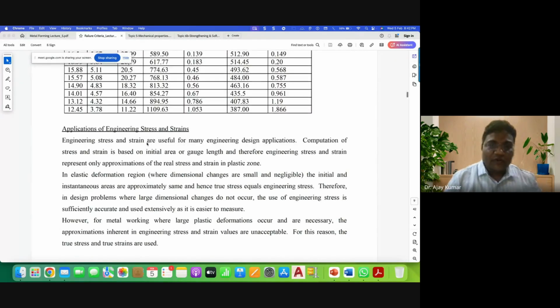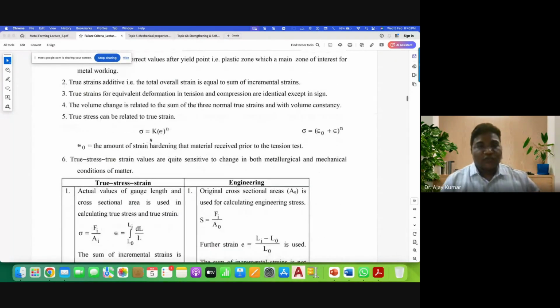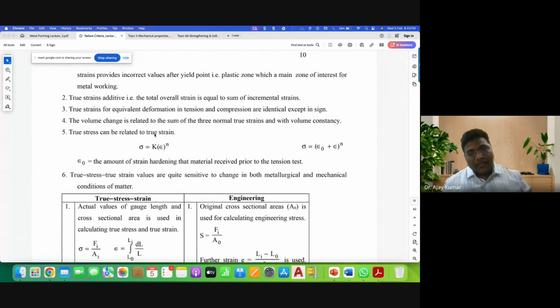You must be knowing this. This is the power law equation. You cannot use Hooke's law in the plastic deformation zone, which is why it is also known as the Hollomon equation. You need to explain the strain hardening behavior using the strength coefficient and the strain hardening exponent. Here the dislocations play a very important role, because strain hardening happens because of dislocation interactions.